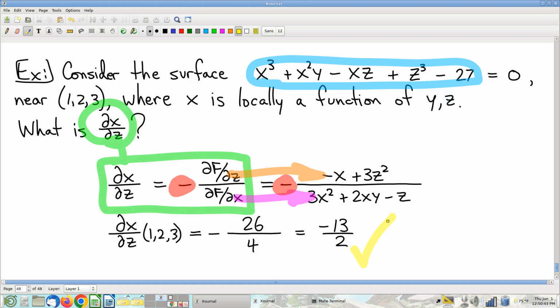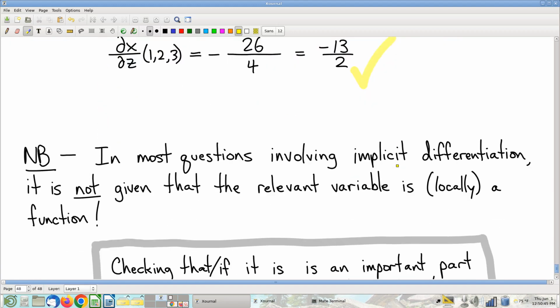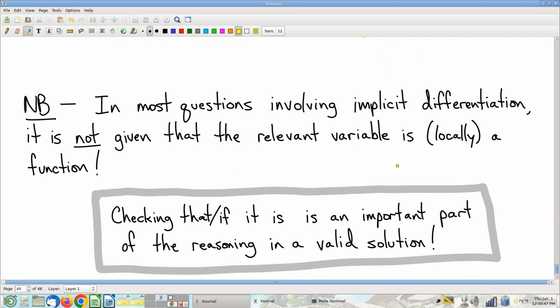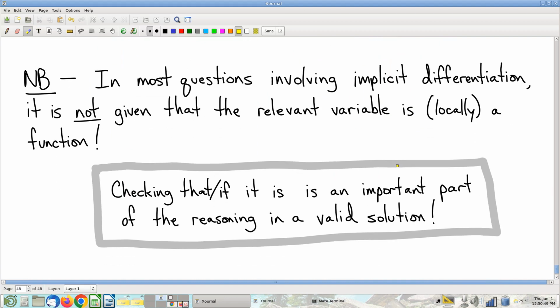Very last comment I'm going to make, and then we're going to go on to chapter 3. Most of the time, in a question that involves implicit differentiation, you do not already know that the thing you want to take a partial of is actually a function.